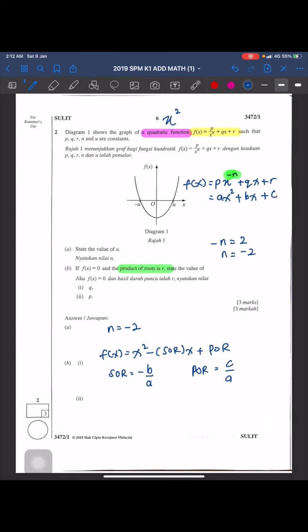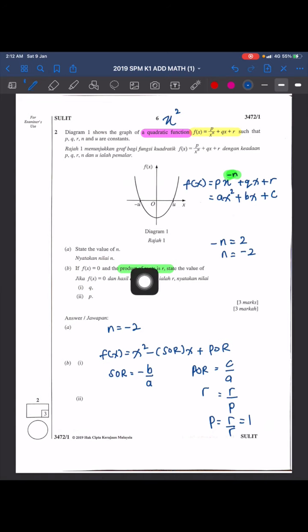Okay, so kita buat dulu product of roots sebab dalam soalan diberi product of roots. Okay, so product of roots diberi r. Okay, given r. Okay, so from the equation, c adalah r over a kita adalah p. Okay, so p is equals to r over r, so p is equals to 1. Okay, dah dapat p. Okay, next kita pergi ke sum of roots.